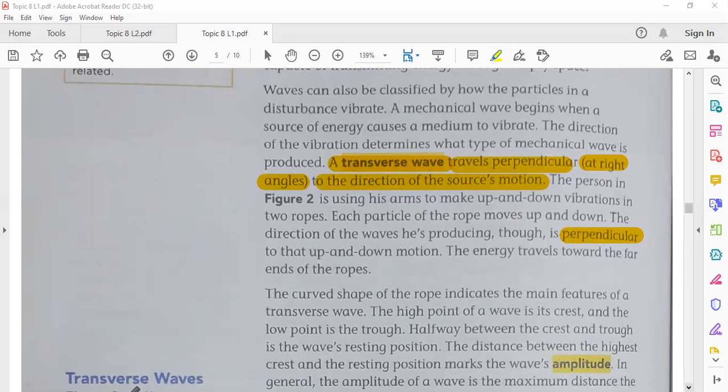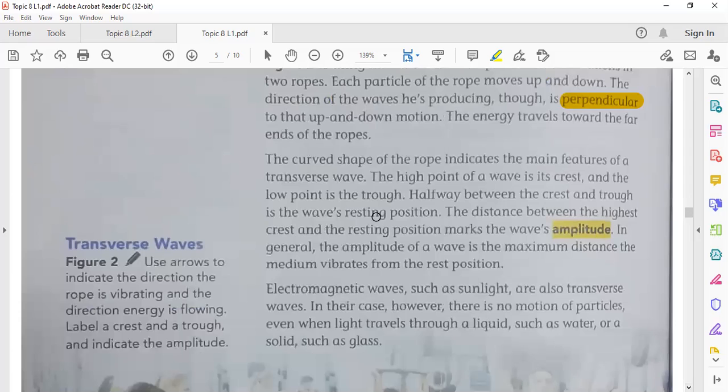The curved shape of the rope indicates the main features of the transverse wave. Remember that the highest point of a wave is called the crest, and the lowest point is the trough. Always remember these points. I want to remind you of these points, please. They are very important. This is a wave. Look, this is the highest point, it's a crest. This point is called the crest. Okay, and this is the trough.